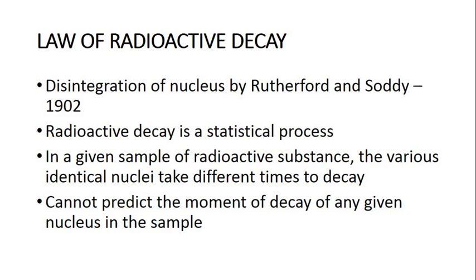They concluded that in a given sample of radioactive substance, the sample contains several nuclei, isn't it? Several atoms, and these atoms have nuclei. So there are more number of nuclei inside a sample. And they said that the various identical nuclei take different times to decay. And we cannot predict the moment of decay or the time of decay of any given nucleus in the sample.